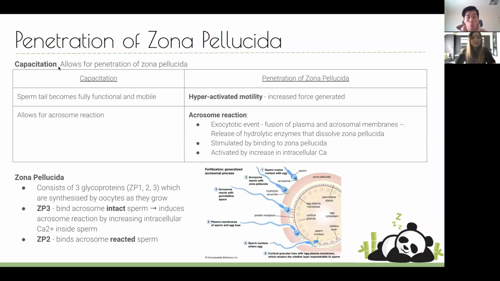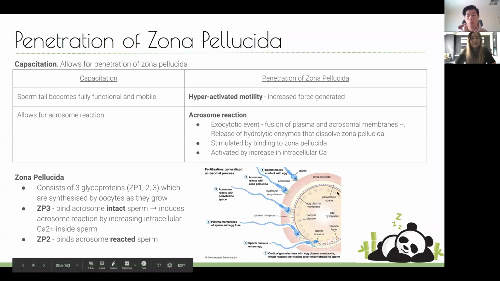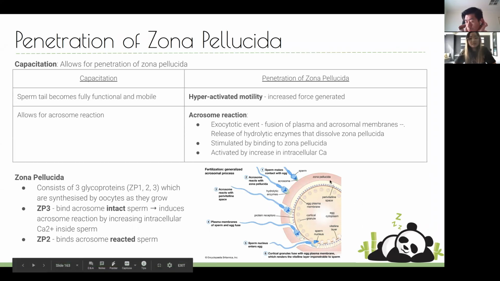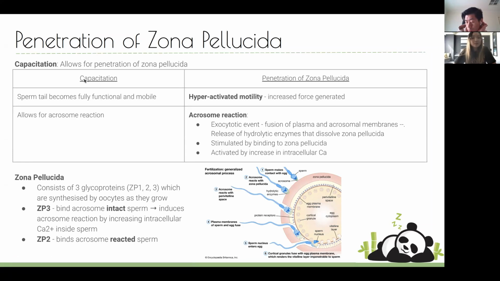So capacitation essentially allows for penetration of the zona pellucida. As we mentioned before, this layer comes in during our primary follicle. And the zona pellucida is on the egg here, just under the granulosa cells. So capacitation allows for 2 things. It causes the sperm tail to become fully functional and mobile, and it allows for the acrosome reaction.